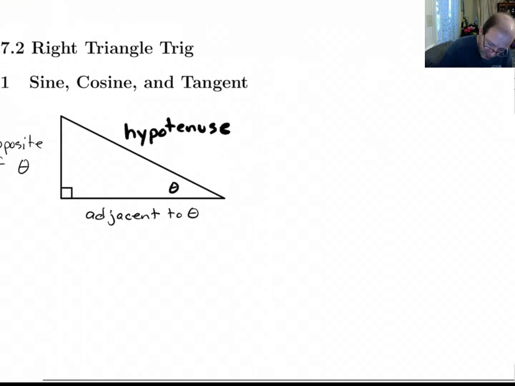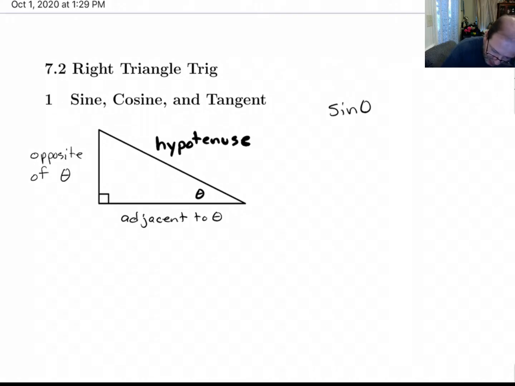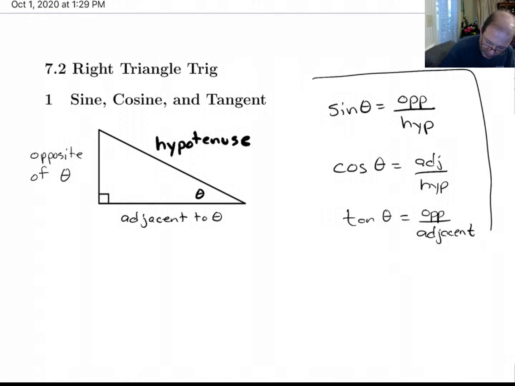So the three basic trig functions, sine, cosine, and tangent, are this. Sine of theta is equal to the opposite over the hypotenuse. I'm going to abbreviate these. Cosine of theta is the adjacent over the hypotenuse, and tangent is the opposite over adjacent. Now, these are just ratios.